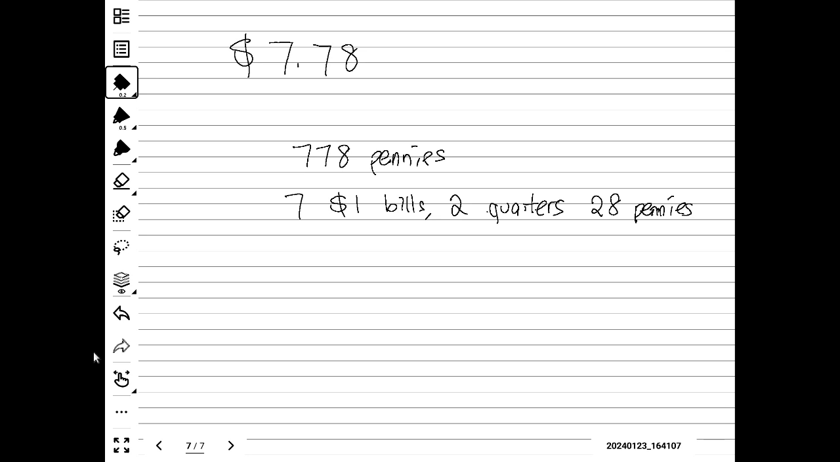$7.78. So these are numbers, okay? Different ways of expressing the same value. Is that okay? Does that help to clarify the difference between a value? This is value. This is a number. This is another number. Is that okay? Yes, no? We good? Okay.